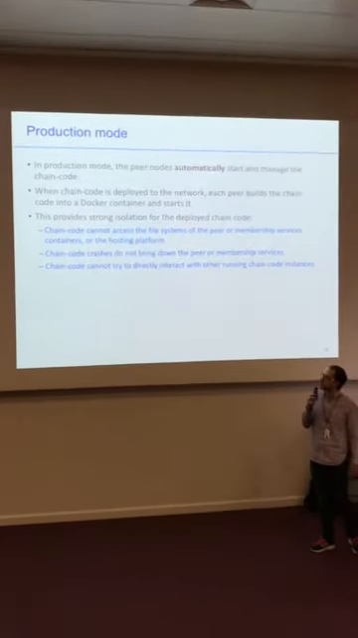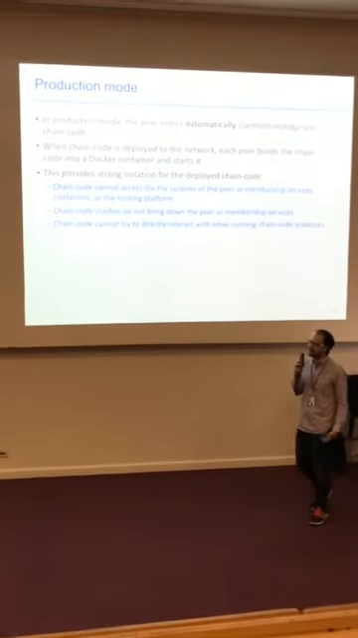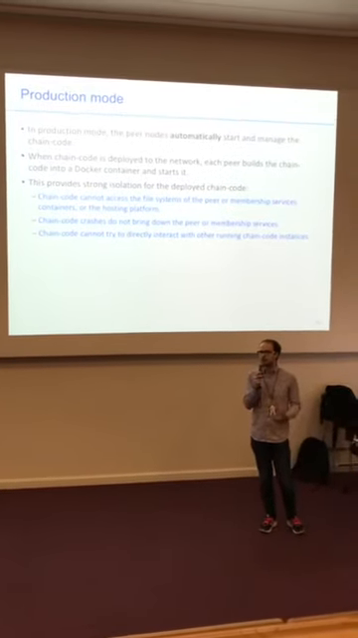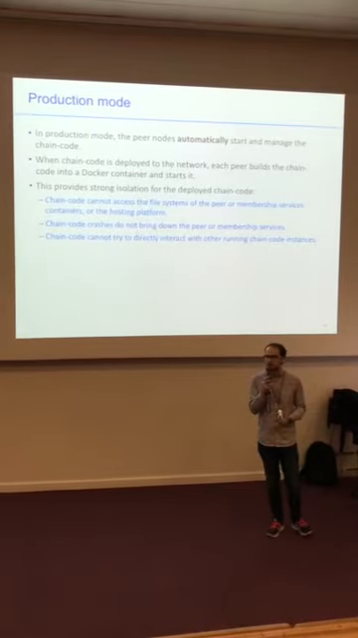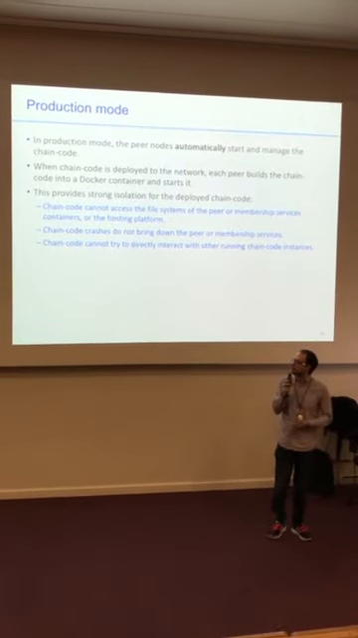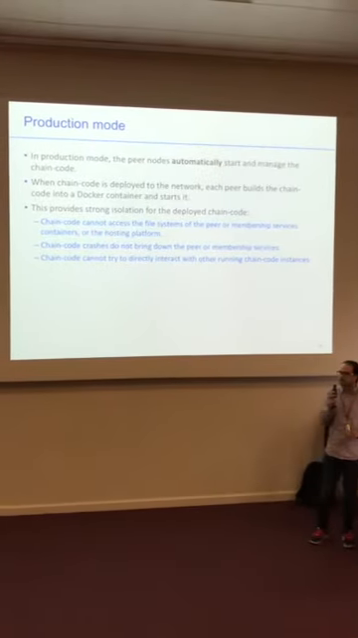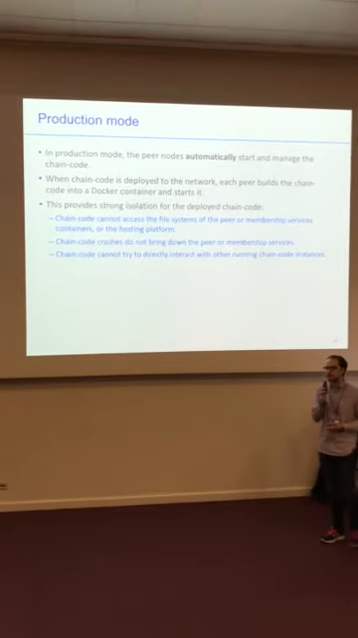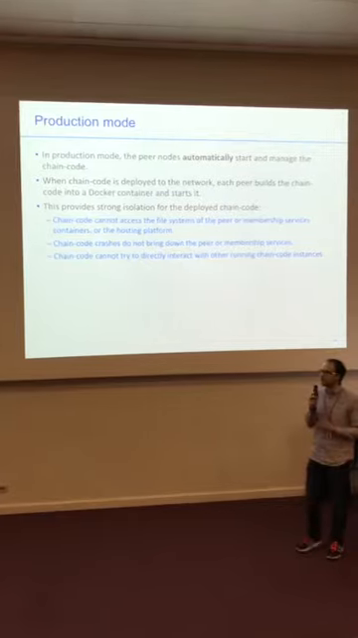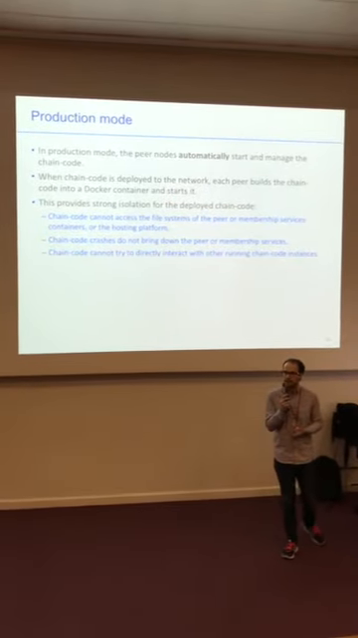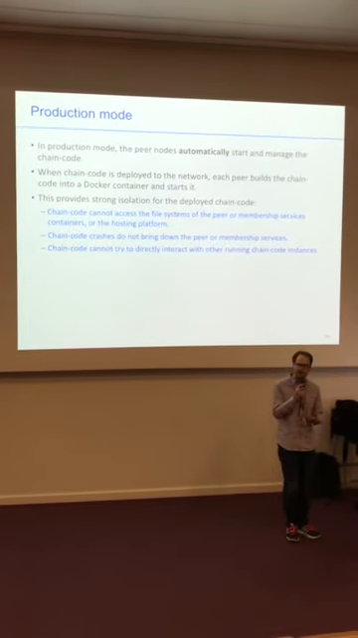In production mode, which is what you've been using, the peer starts the chaincode for you. So when you deploy your smart contract, it's built into a Docker container, and that's started by the peer. It's also managed by the peer. And this provides a nice level of isolation for your deployed smart contract. It's in its own Docker container, it can't access the file system of the peer, fill it up, delete it, etc.